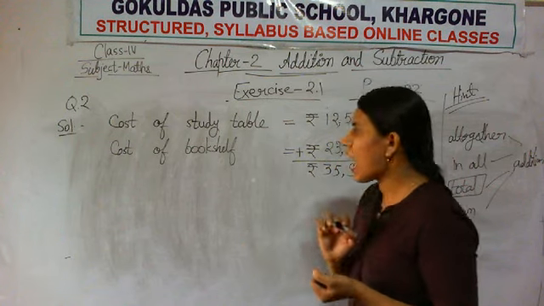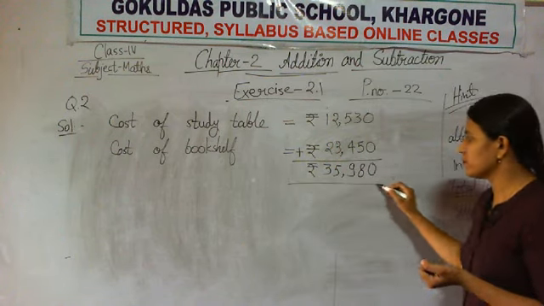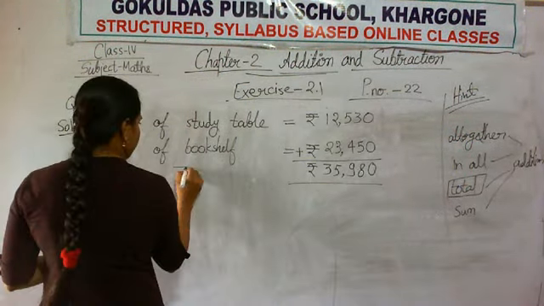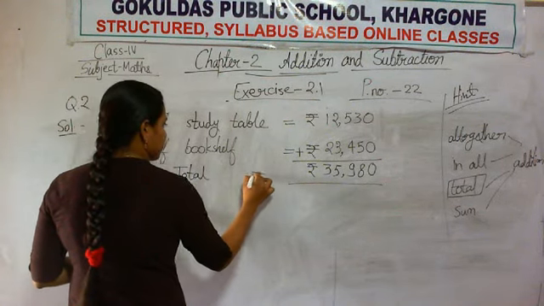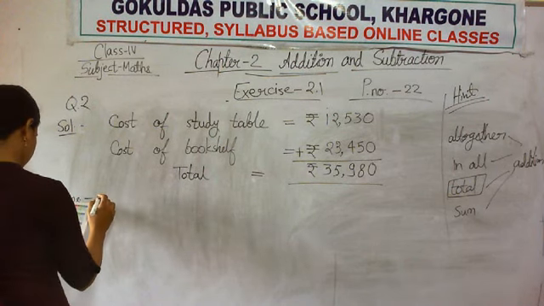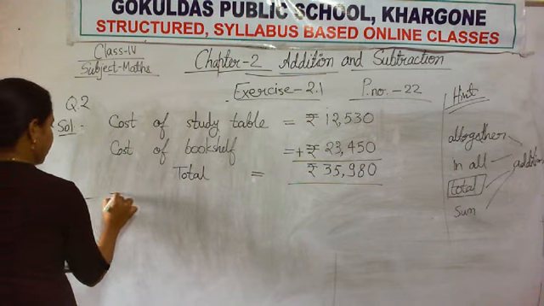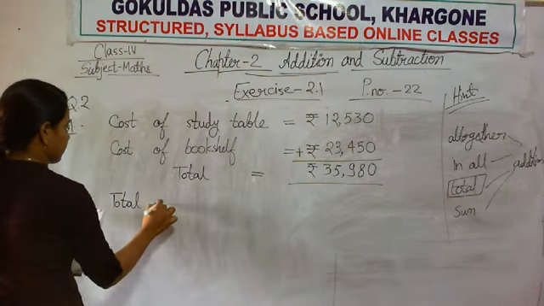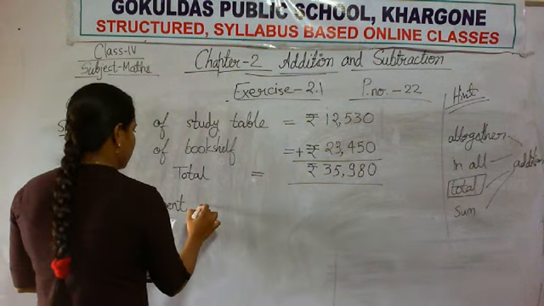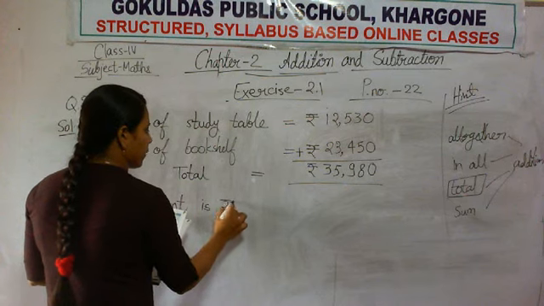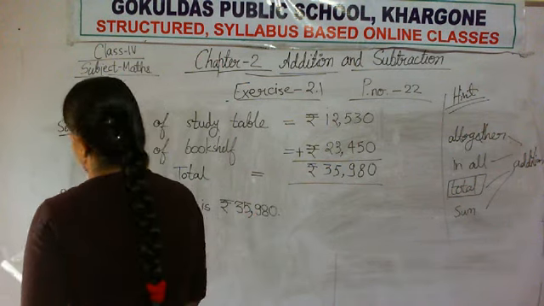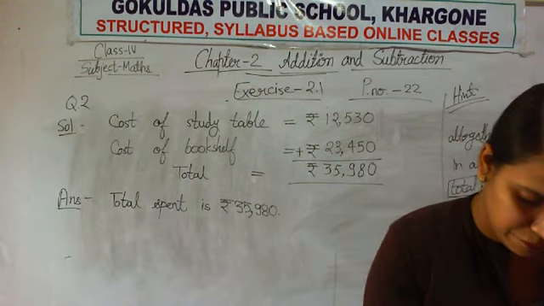So this is your answer. How much total did he spend? This is your answer, right? This is the total. So how will you write the answer? You will write: total spent is rupees 35,980. This is how we did the word problem.